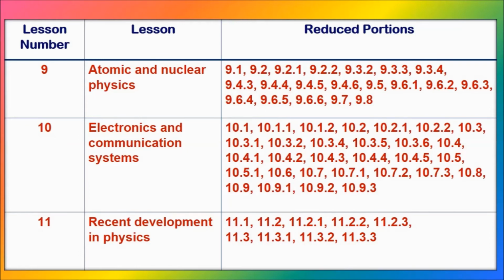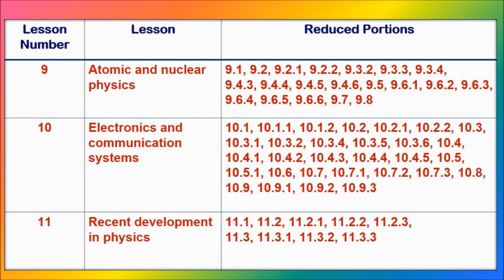Unit 9, atomic and nuclear physics. 9.1, 9.2, 9.2.1, 9.2.2, 9.3.2, 9.3.3, 9.3.4, 9.4.3, 9.4.4, 9.4.5, 9.4.6, 9.5, 9.6.1, 9.6.2, 9.6.3, 9.6.4, 9.6.5, 9.6.6, 9.7, 9.8.